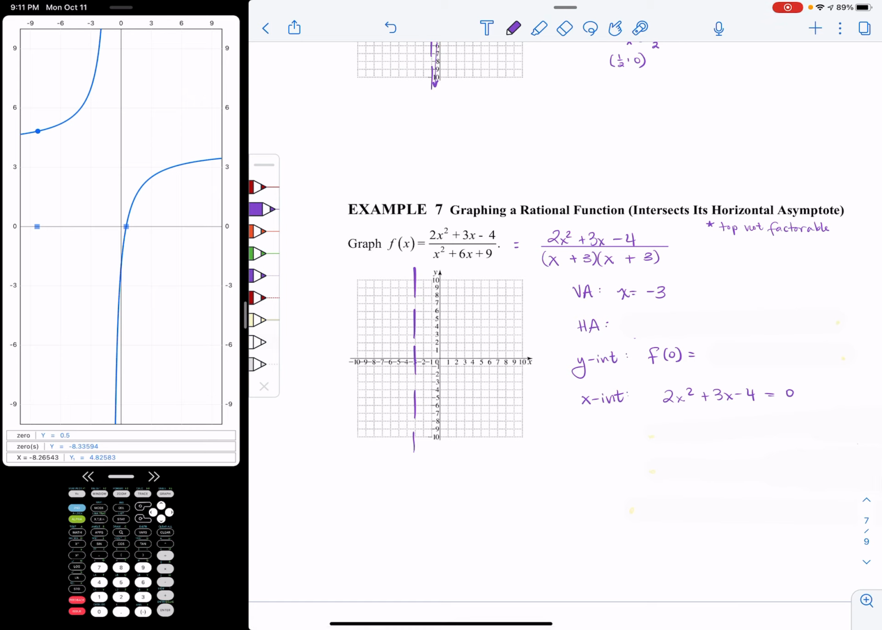Notice that there is a duplicate there. It's x plus 3, that factor squared. On bottom, there is a multiplicity of 2. And I'll be talking about what that does in our graph here in just a moment.